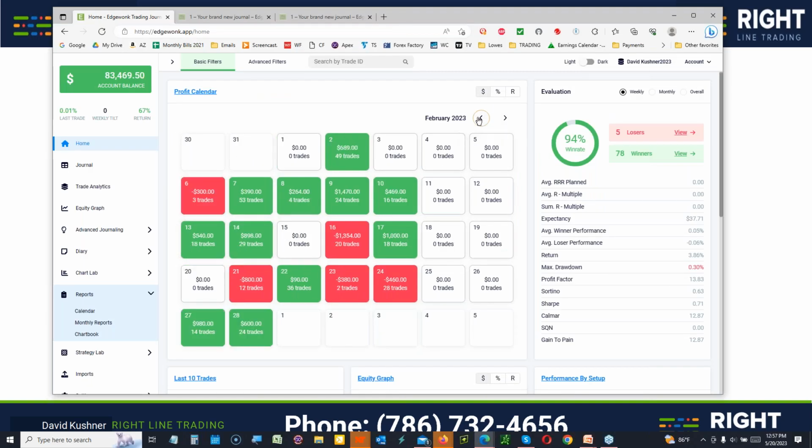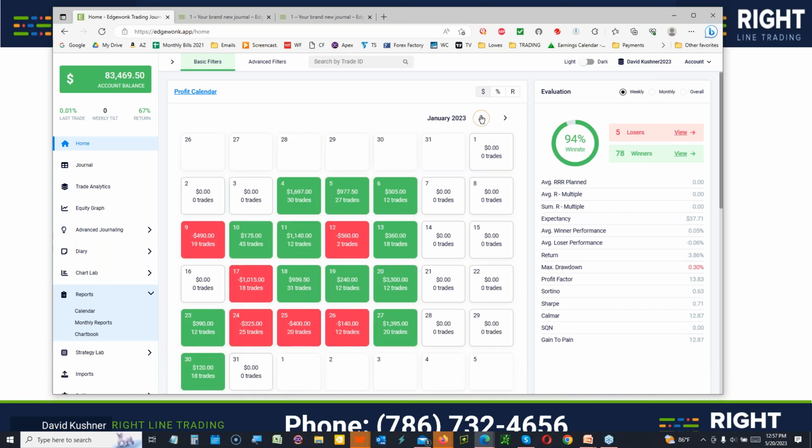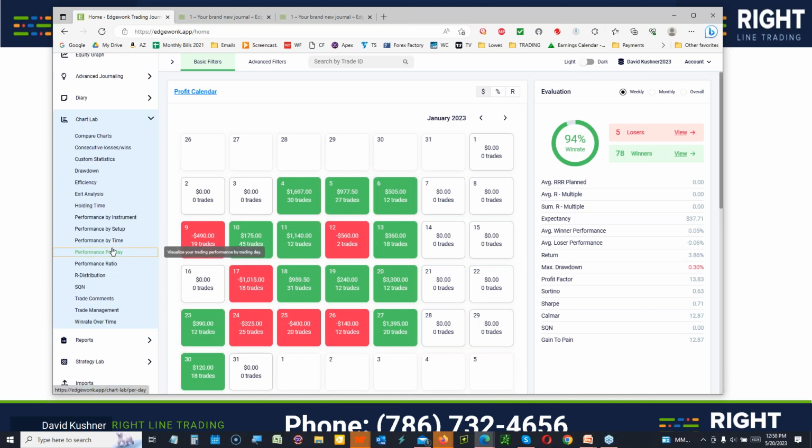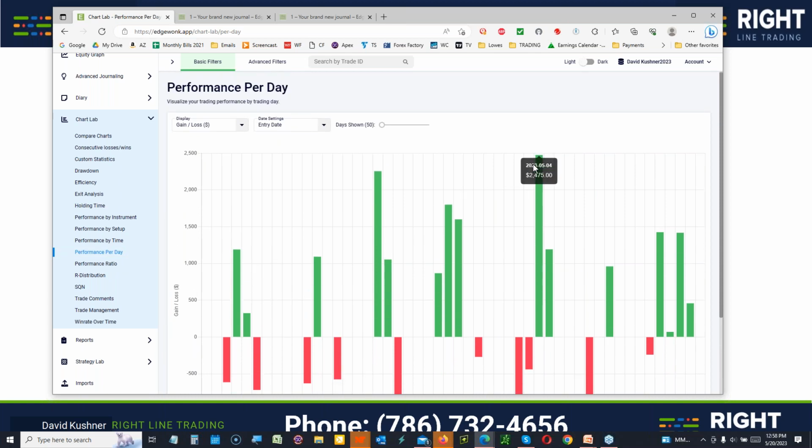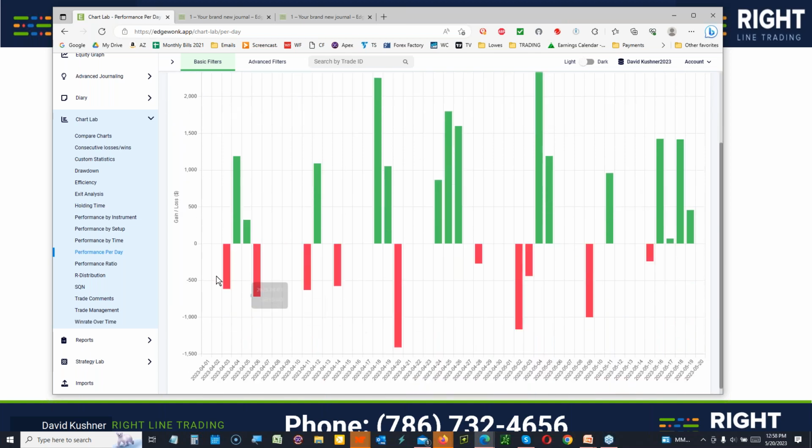Here's March, here's April. Look, days that we didn't trade. Here's January. Okay, we had 4 days in January we didn't trade. But look at some of our winning days. I'll show you here. It's easier to see. Performance by day. Right? Look at some of our winning days. This was one day, 2,400. One day, 1,600, 1,800, 2,200, 1,000, 1,000, 1,000. This is where I shoot for 1,000 a day. Right? But look at our losing days. A little over 500, a little over 600. But all these blank spaces are days we didn't trade.